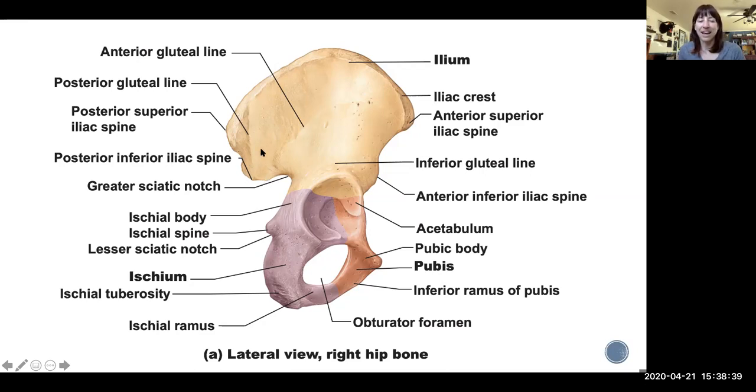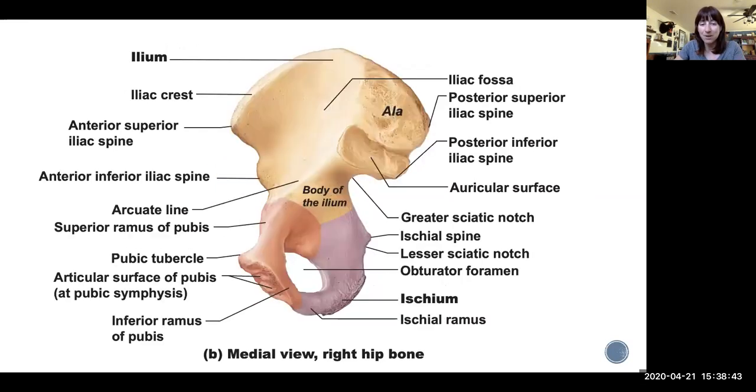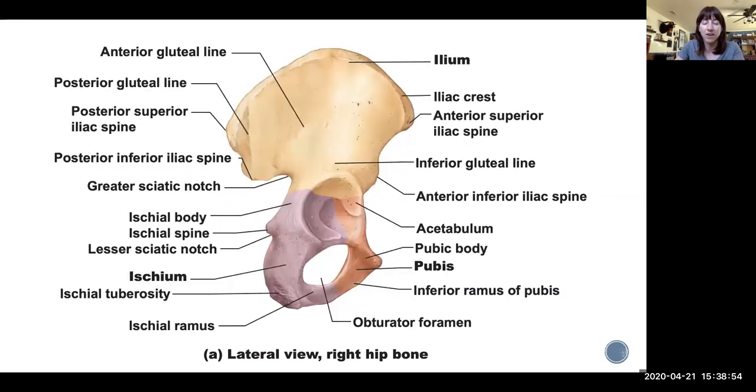I know this seems crazy, because when it's by itself, a coxal bone looks ridiculous. It's really confusing, right? So it's a matter of being able to tell the difference between your ischium and your pubic bone, because the pubic bone is going to be anterior. It's going to be the front.